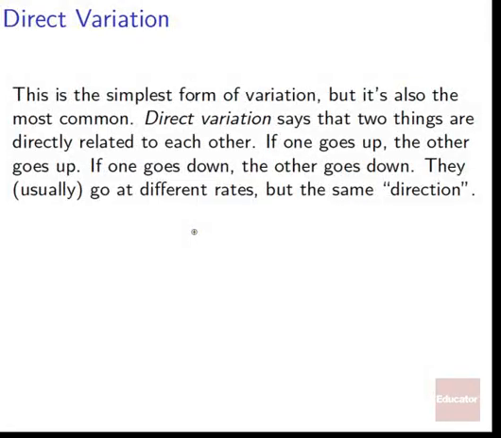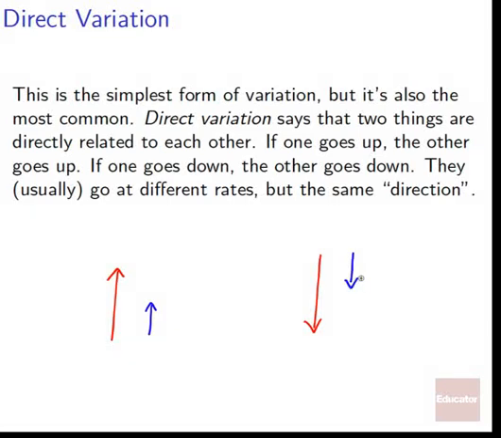Direct variation. This is the simplest form of variation, but it's also the most common. Direct variation says that two things are directly related to each other. If one goes up, the other goes up. So if the red one goes up, we know that the blue one will also go up. Similarly, if the red one goes down, then the blue one also has to go down. They will go at different rates.